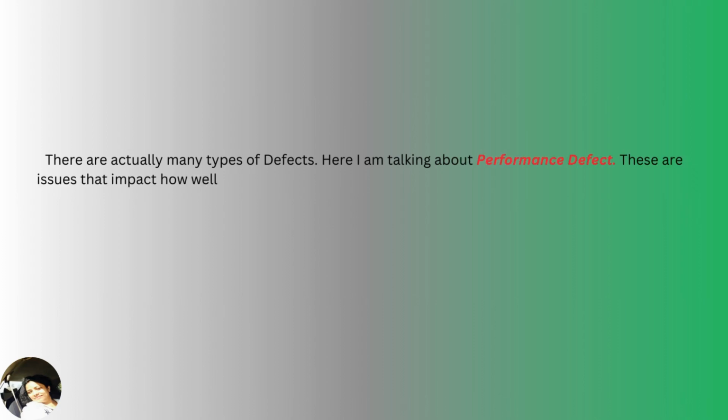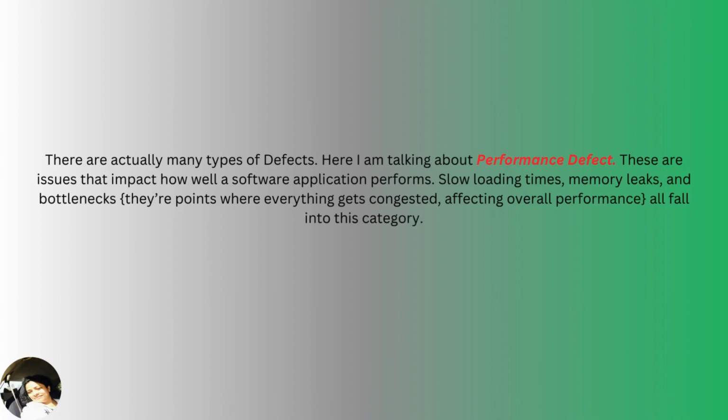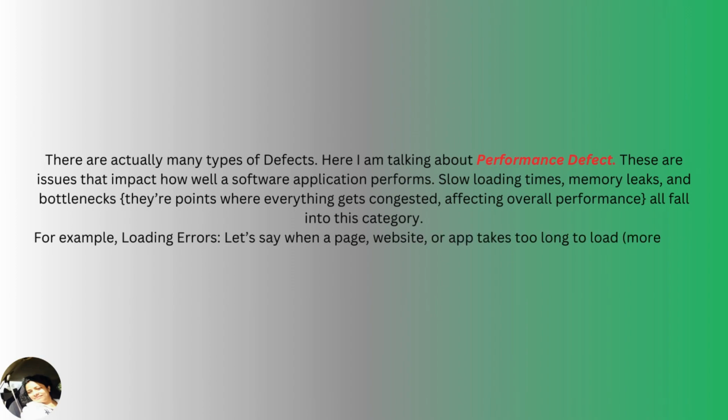There are actually many types of defects. Here I'm talking about performance defects. These are the issues that impact how well a software application performs. Slow loading times, memory leaks, and bottlenecks, the points where everything gets congested, affecting overall performance, all fall into this category. For example, loading errors. Let's say when a page, website, or app takes too long to load, more than 10 seconds, even with a high-speed internet connection, it's a loading error, right?